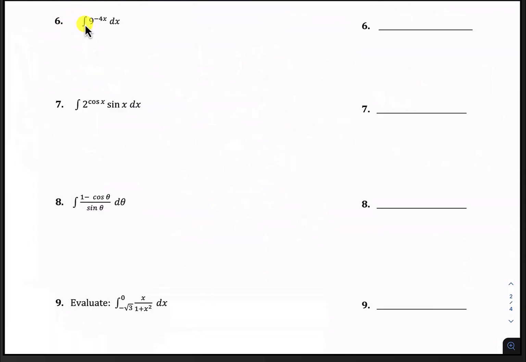And number 6, the integral of 9 raised to the negative 4x dx. We will use u substitution. We're going to let u equal the exponent of negative 4x. So the derivative of that is du equals negative 4 dx. And we want to undo the negative 4 because here is the dx, so we need to get rid of that negative 4. So we'll just multiply both sides by negative 1/4. So we have negative 1/4 du equals dx.